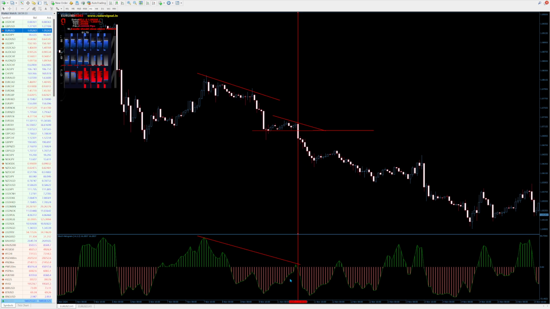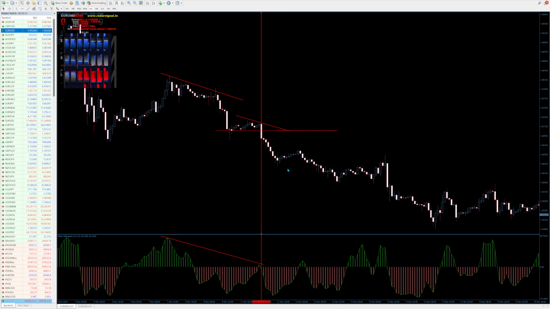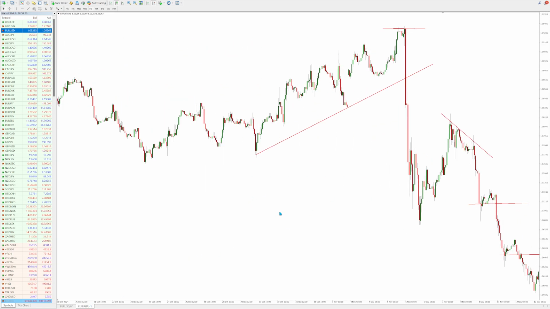But yeah, it's just not necessary for me, in my opinion. I just think it overcomplicates things. If you like fancy flashing lights on your charts, you go ahead and trade what works for you. But for me, if anything, this is just overcomplicated. I'd much rather look at this.